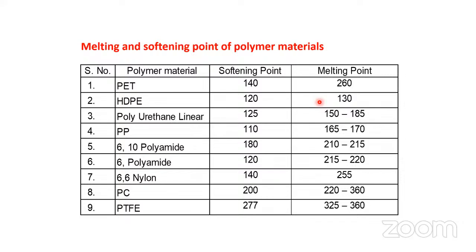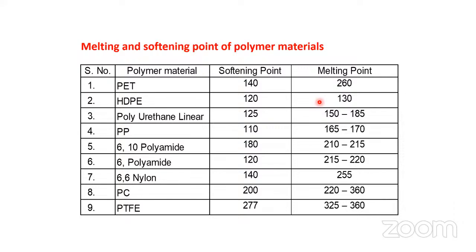While if we take the example of polypropylene, correct? Polypropylene has a higher melting point than polyethylene, or HDPE. HDPE has a melting point around 130, while polypropylene has a melting point around 165 to 170 degrees Celsius. Okay, so these melting points will differentiate your polymers. By knowing the melting point, you can identify your type of polymer.